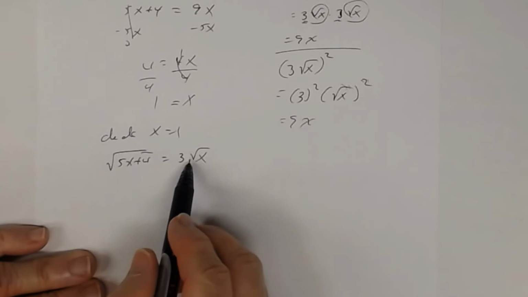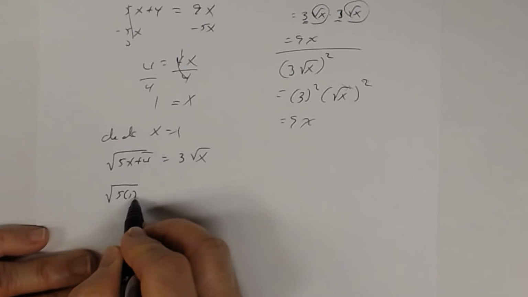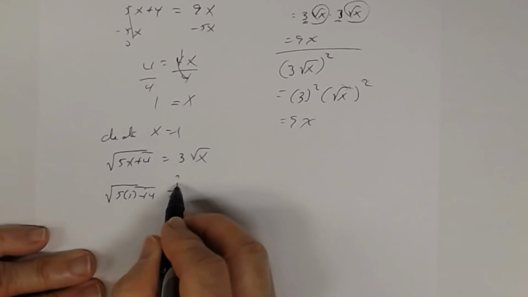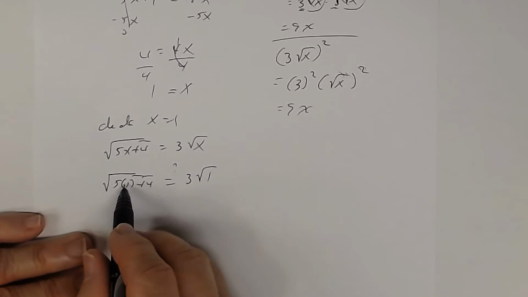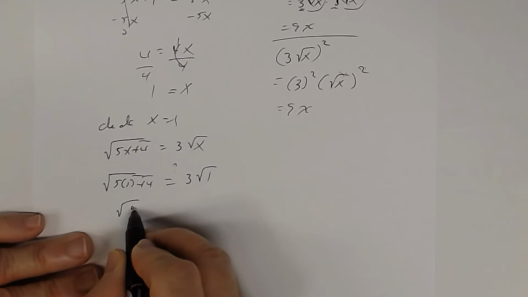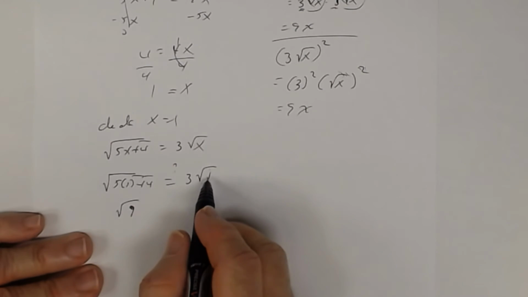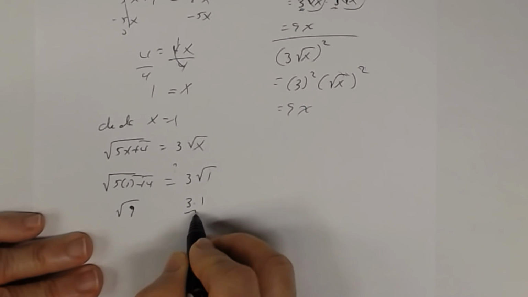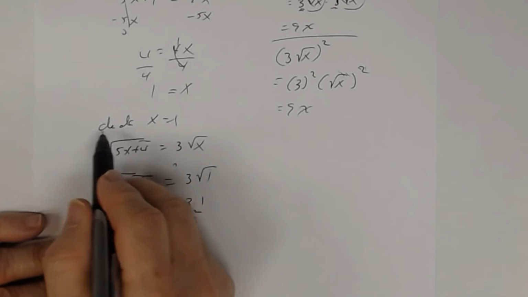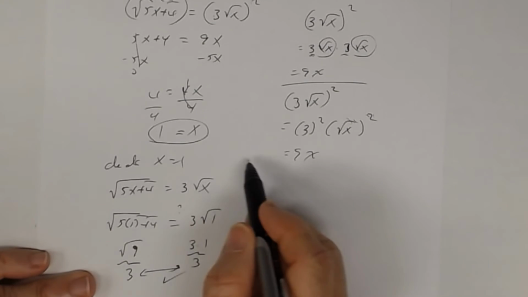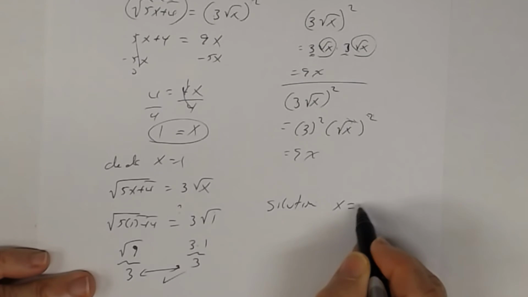So wherever we see the variable x, I'm going to substitute 1. So I get the square root of 5 times 1 plus 4. And I want to see if that's going to equal 3 times the square root of 1. Well, 5 times 1 is 5. 5 plus 4 is 9, isn't it? So I get the square root of 9. Over here, the square root of 1 is 1. So I get 3 times 1, which is 3, and the square root of 9 is 3, so those are equal. So x equals 1 is your solution. So the solution is, and there's only one here, x equals 1.